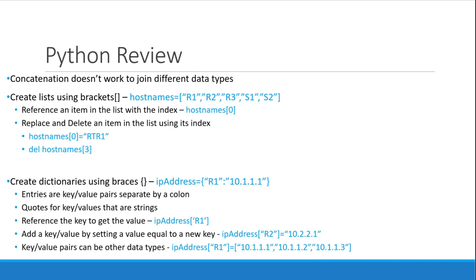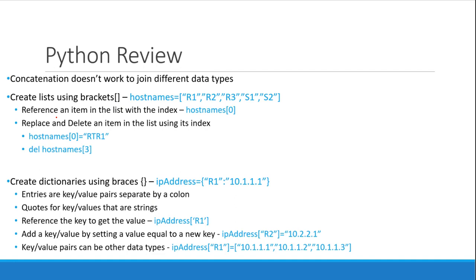We'll look at concatenation and typecasting because concatenation doesn't work to join different data types. We need to create lists. We create lists using brackets. So here's an example. We do host names and we create a list of host names for our routers, R1, R2, R3, and our switches, S1, S2. It's kind of funny we tend to use all these same defaults.